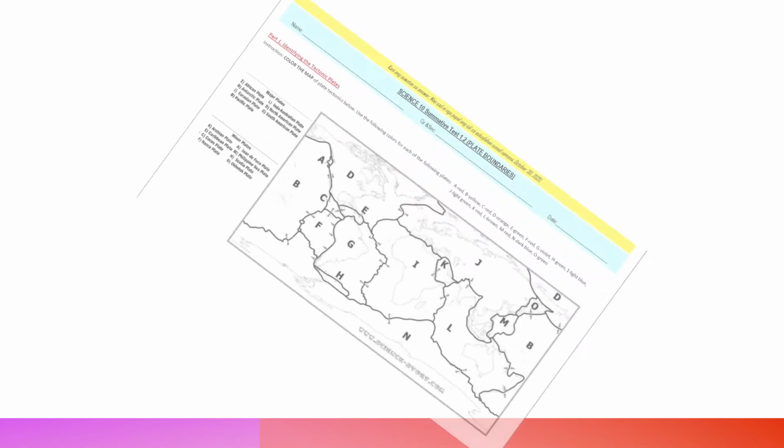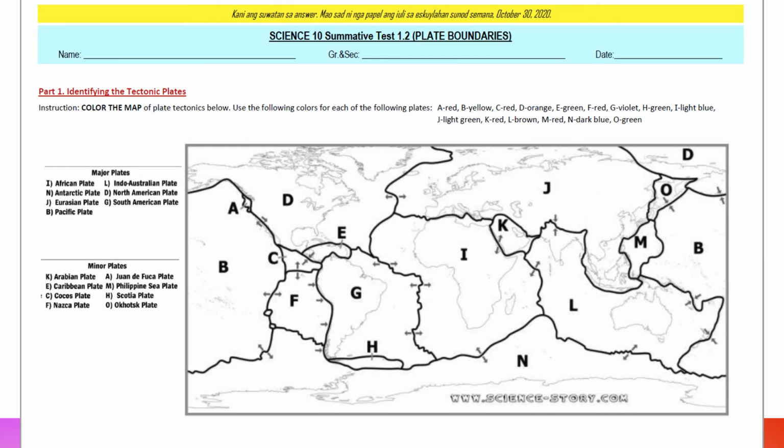And that's it. Then you will answer summative test 1.2 part 1. You will just simply color the different plates. So kana sa letter A, gamay kaayo, koloran na nyo red. Unsa nga plate diri. So letter B is big. This is the Pacific plate. Ang color ni letter B, yellow. Meron mga ni kinder, coloring.